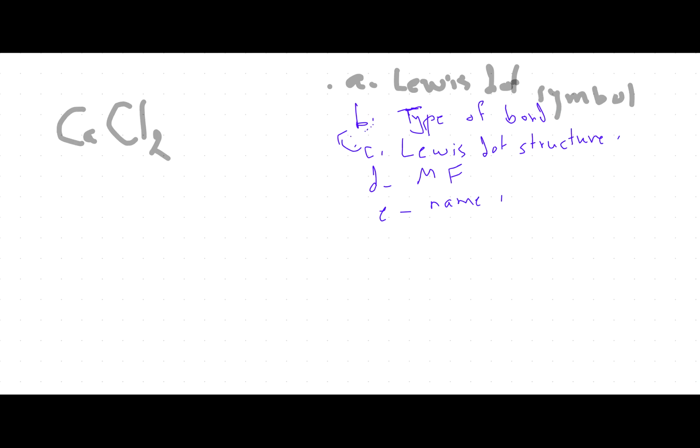Okay, so the Ca is calcium, and chloro. How to write the Lewis dot symbol for calcium? What is the definition of Lewis dot symbol? We already said it last week, that it's the symbol surrounded by valence electrons.